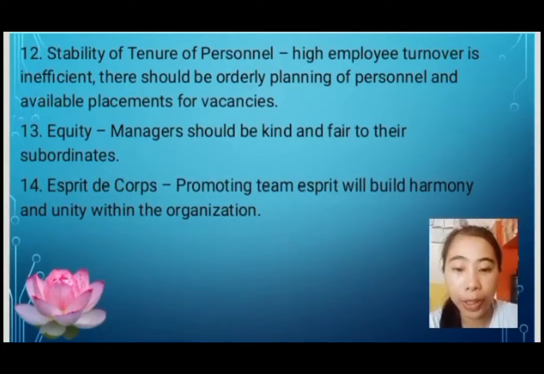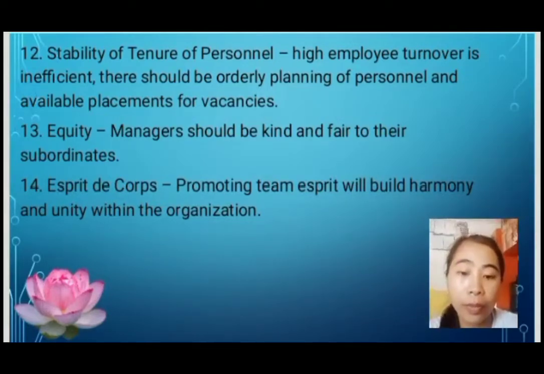Number 14 is esprit de corps. As a manager, kinakailangang manatili ang pagkakaisa sa kanyang grupo dahil kung kaya niyang pagkaisahin ang kanyang mga subordinates, mas magiging motivated, loyal at productive ang mga ito.